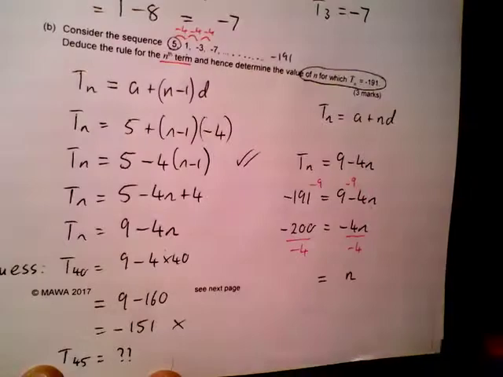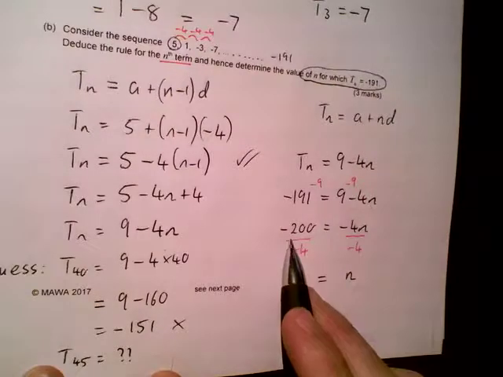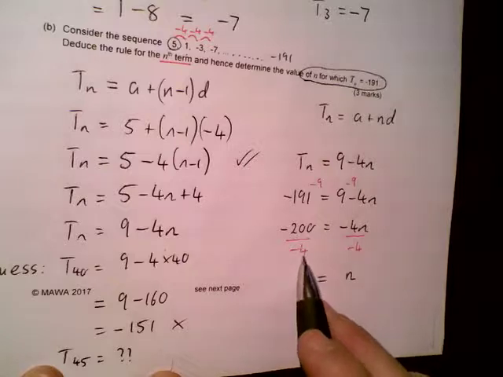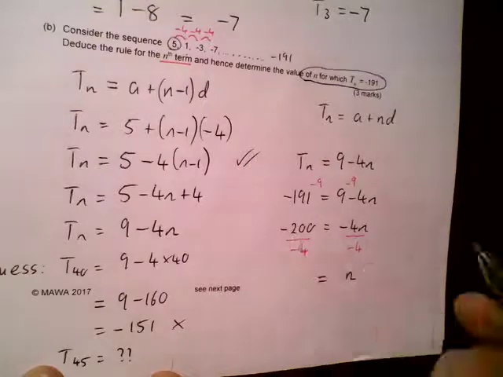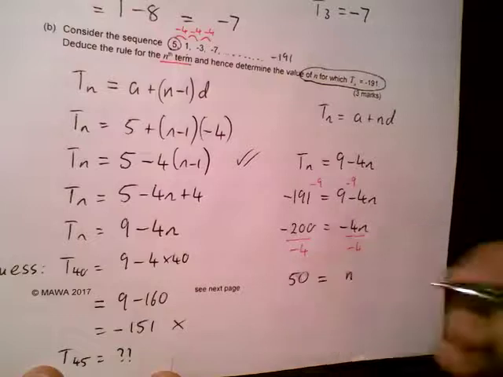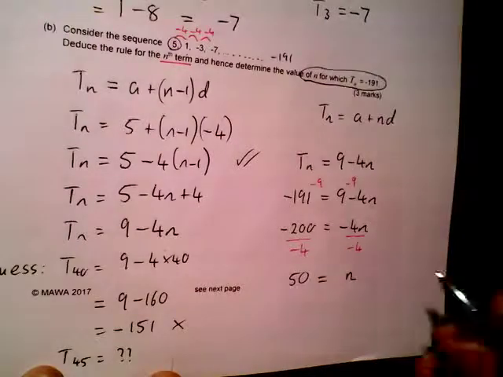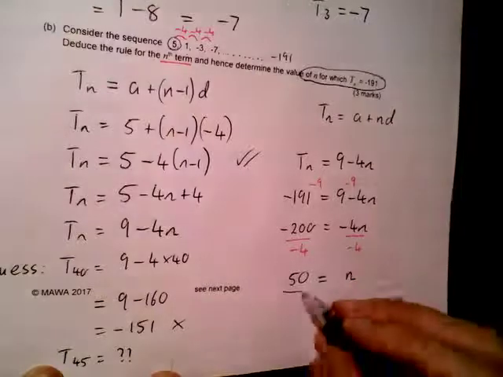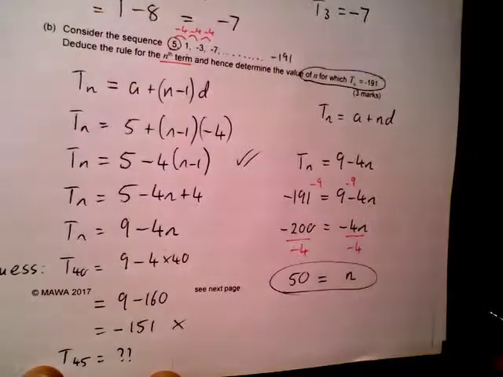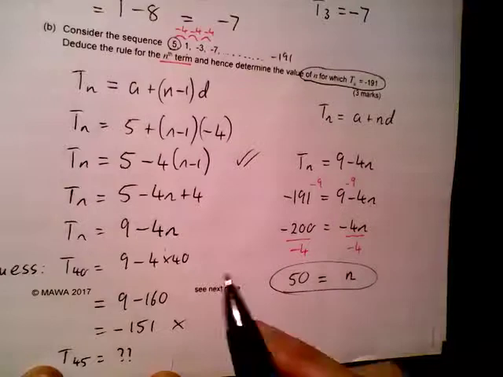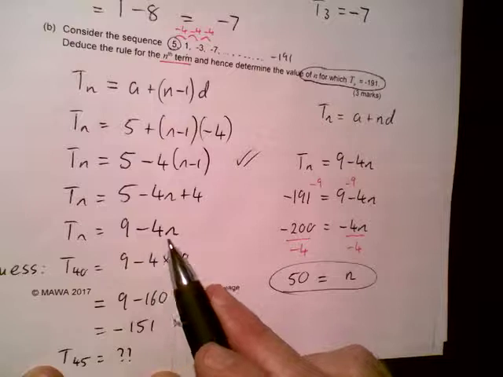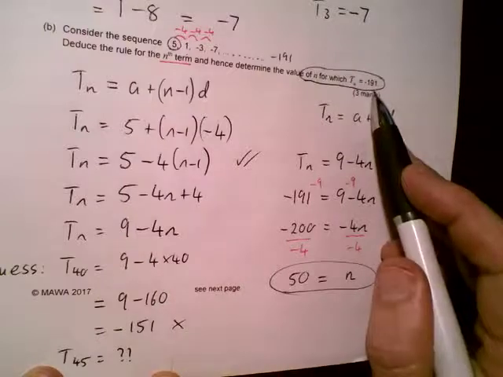So there we'll get n is equal to, here we've got a negative number divided by a negative, which is a positive, and we've got 200 divided by 4. Well, if I split 200 up into 4 even parts, that's 50. So therefore, the value of n for which Tn is equal to negative 191 is n is equal to 50. There's our solution there. And of course, you can check that by subbing it back in to your equation. If you go 9, take away 4 times 50, you'll get to that negative 191.